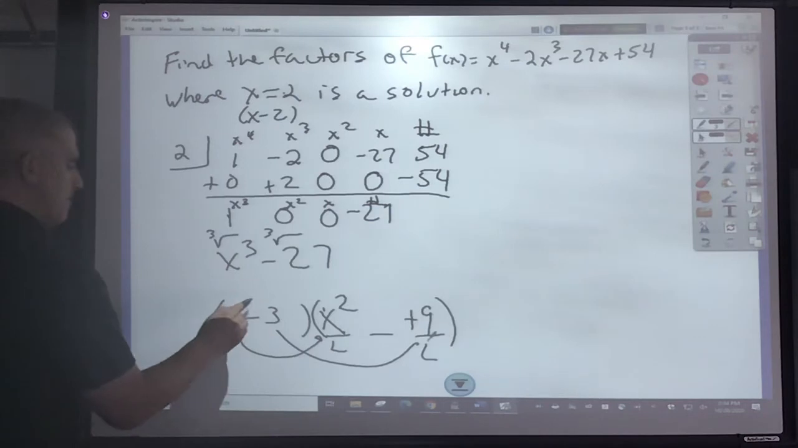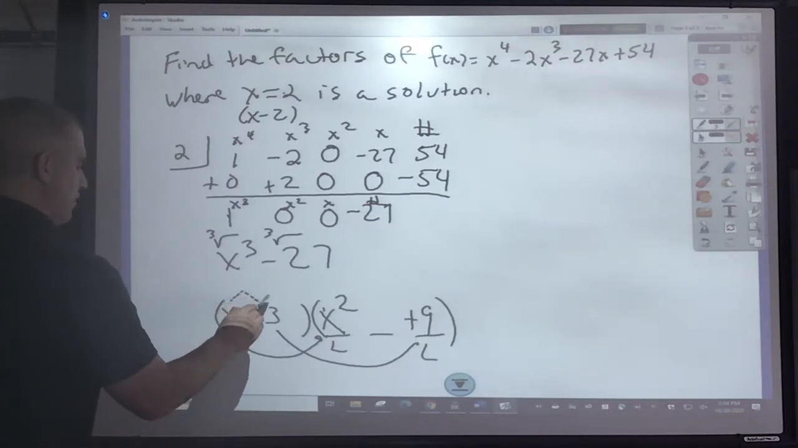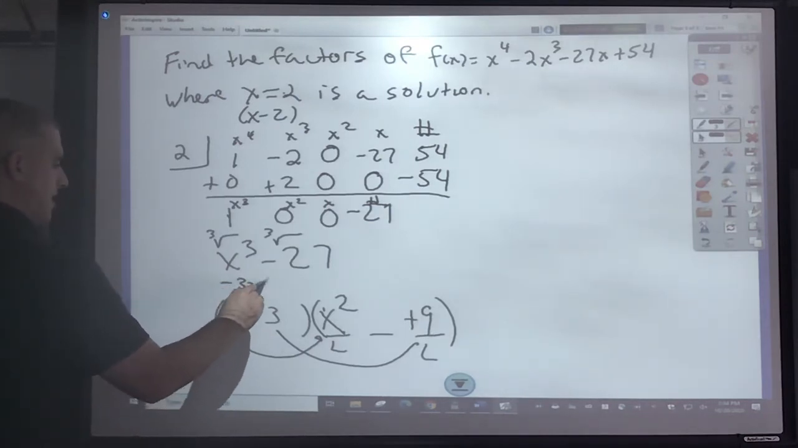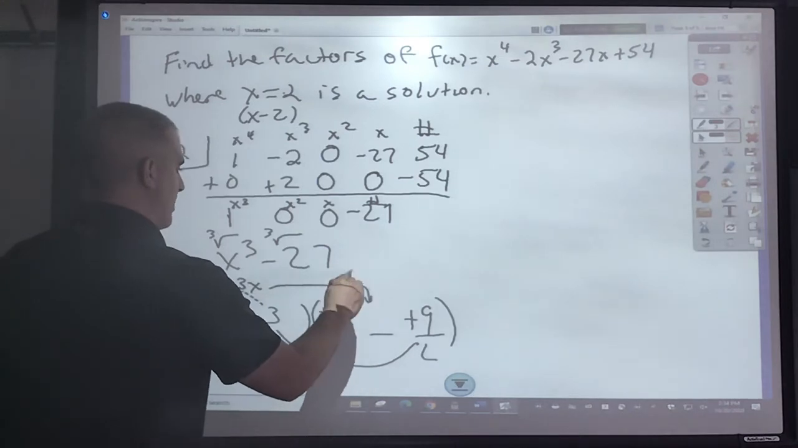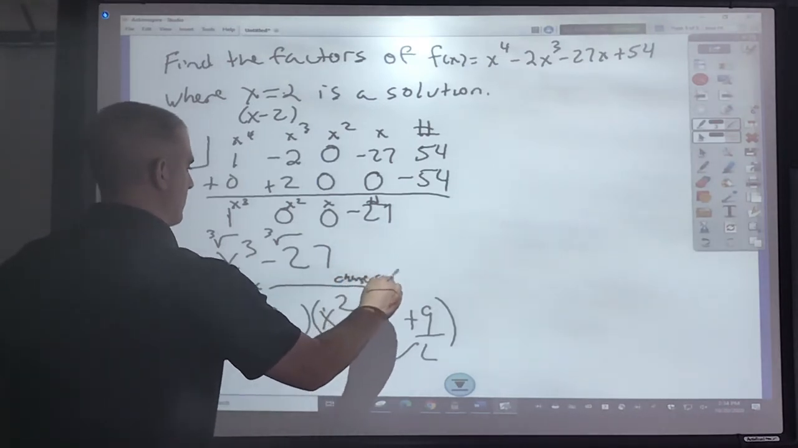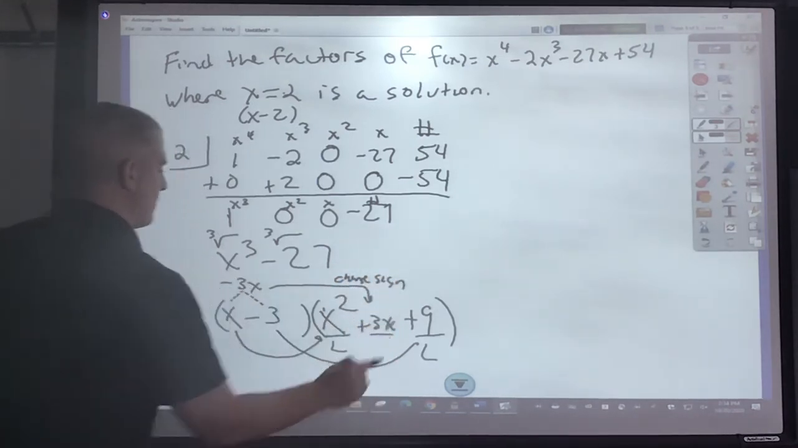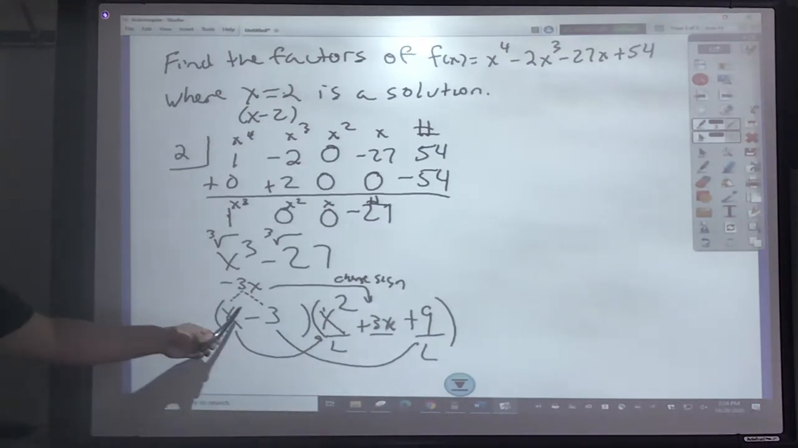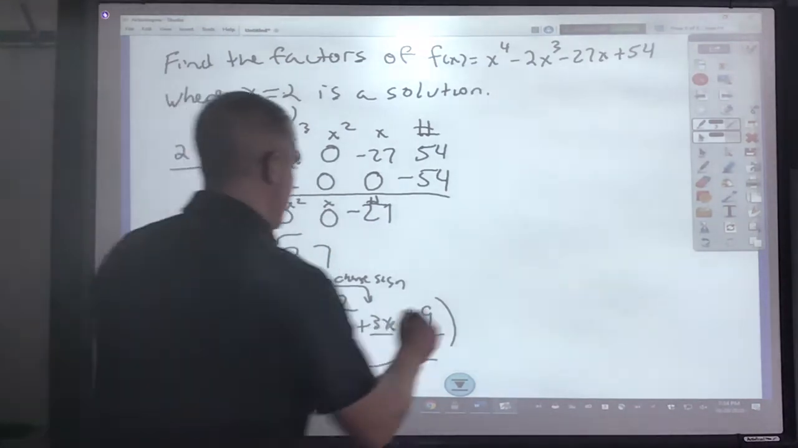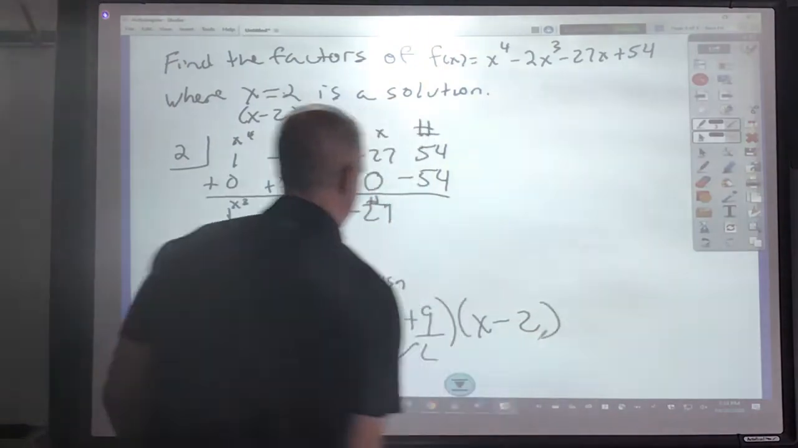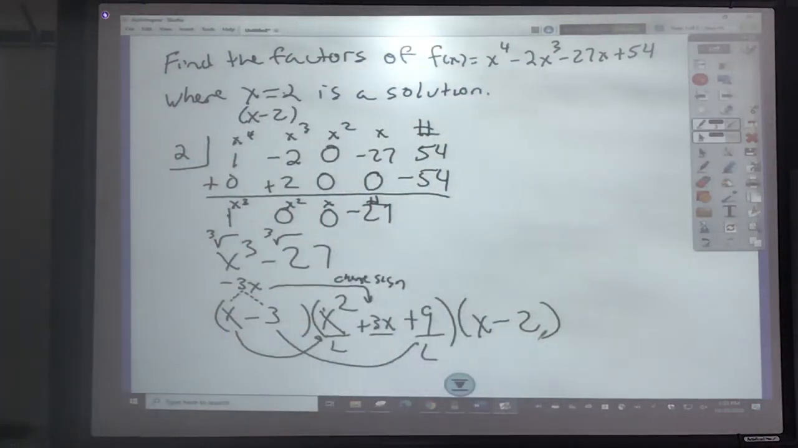To get the middle term, multiply these two, x times negative that, and then when you move it over here, change the sign. So positive 3x. So it's a little bit of a pattern. So my factors are this, this, and my original one of x minus 2.